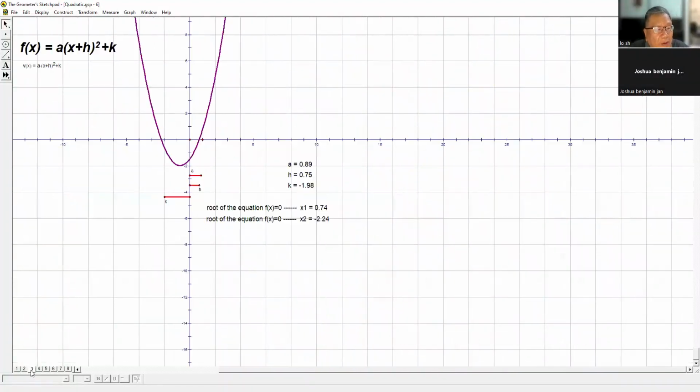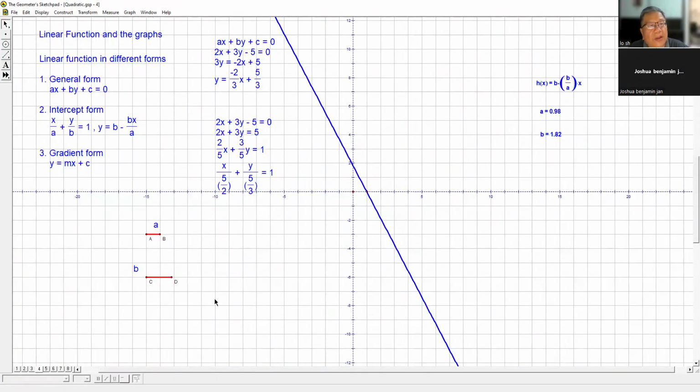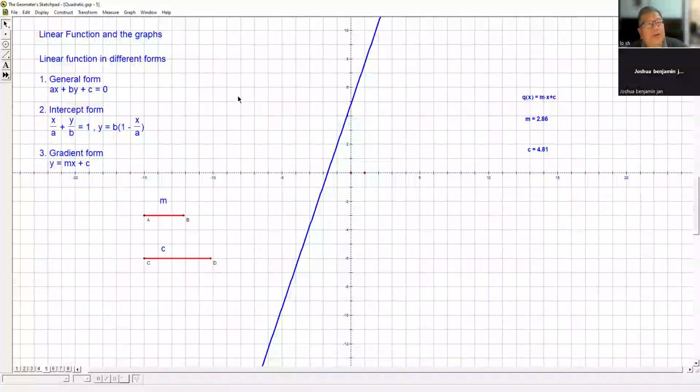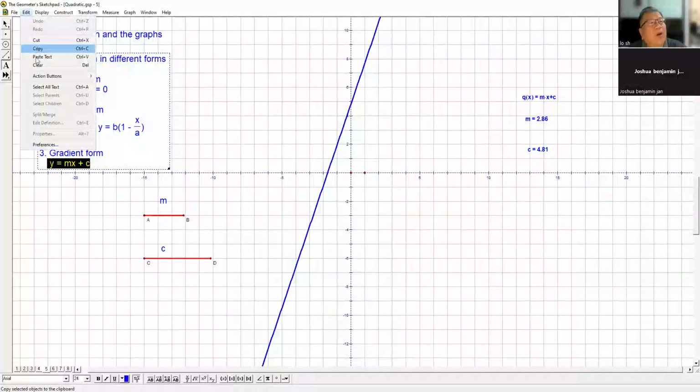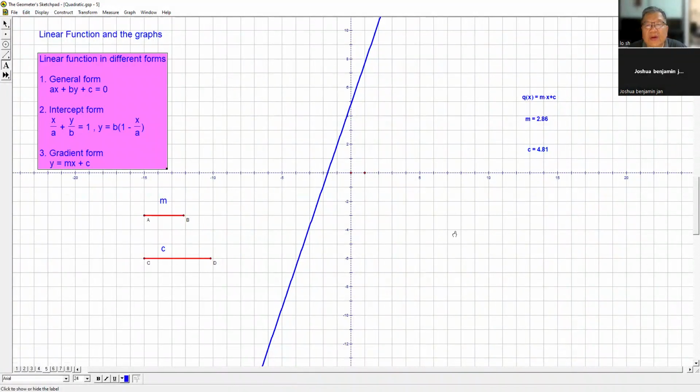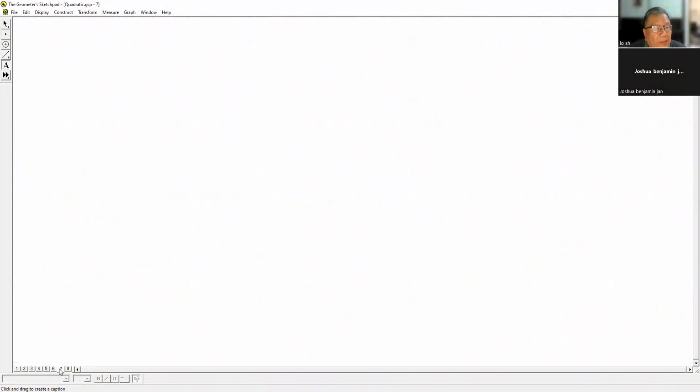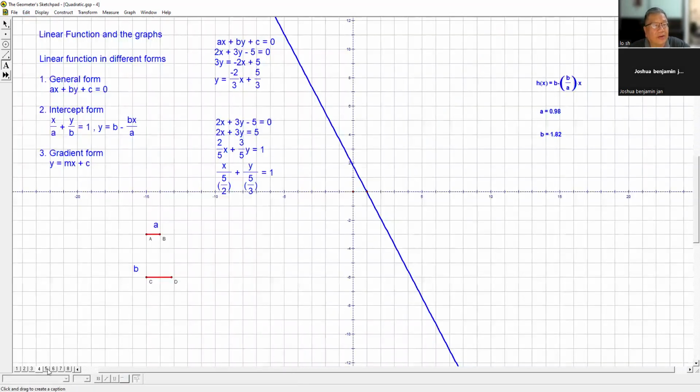Right? So now we move on to the equation of the straight line in gradient form. So this is the equation of the straight line in gradient form.